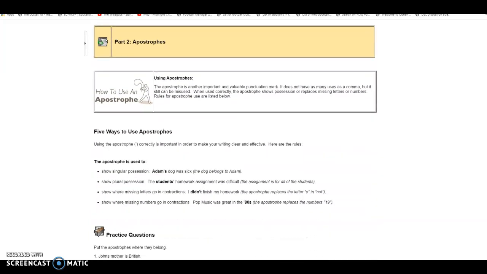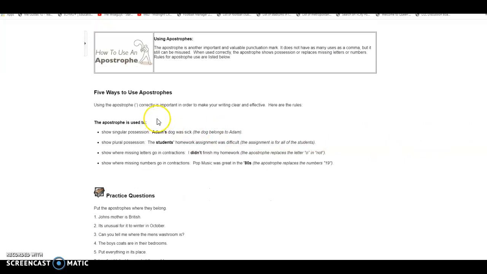Our second grammar topic for this activity is apostrophes, so another type of punctuation. And we'll talk here. Oh, looks like I'm going to have to change this a little bit here. It should say 4 ways to use apostrophes here. And so we've got 4 uses for apostrophes.